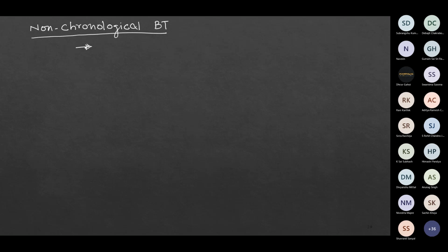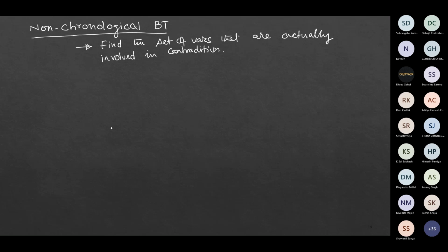So we'll try to find the set of variables that are actually involved in the contradiction, right? And actually this idea was initially proposed as a technique for CSP. And that particular technique is what we call backjumping.